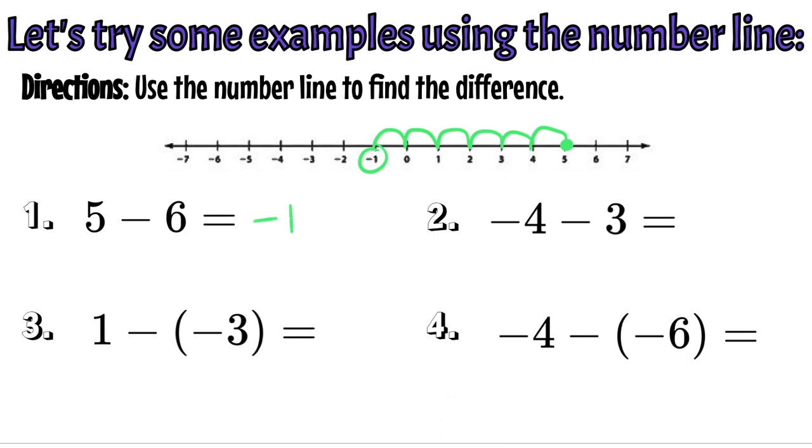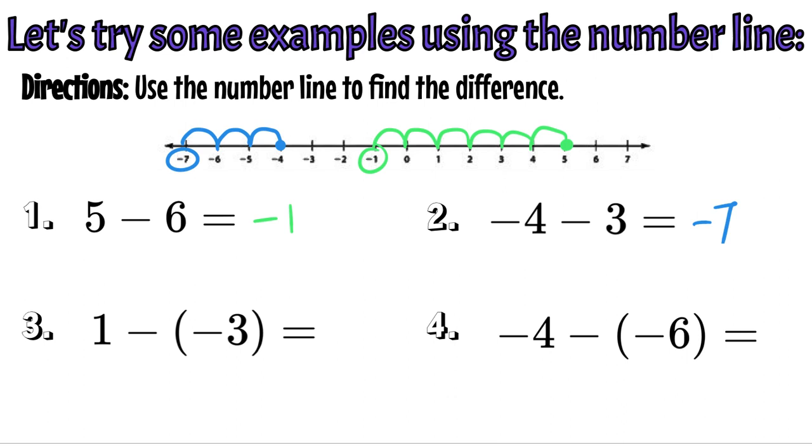In number 2, we have -4 minus 3. So the first thing we're going to do is plot the number -4 on the number line. Since we're subtracting 3, we're moving left 3 spaces on the number line. That brings us to -7. So -4 minus 3 is equal to -7.